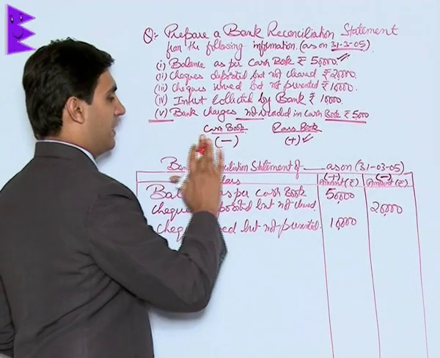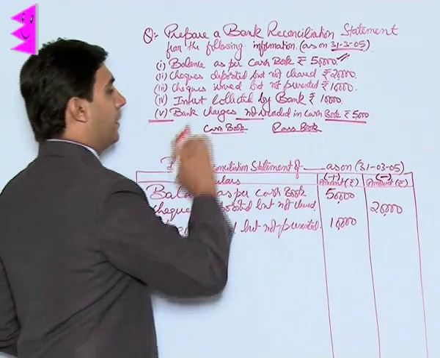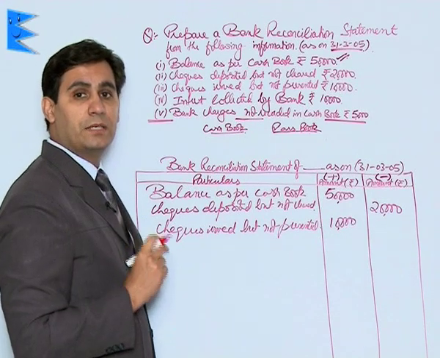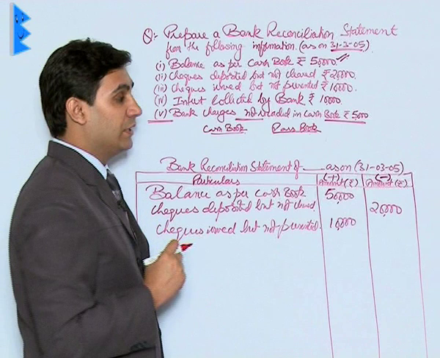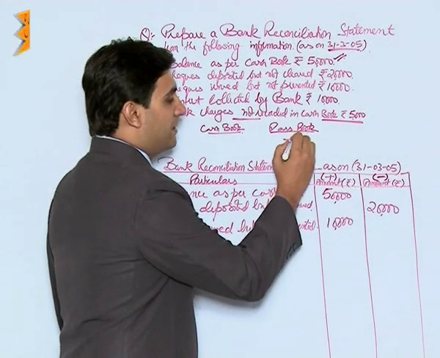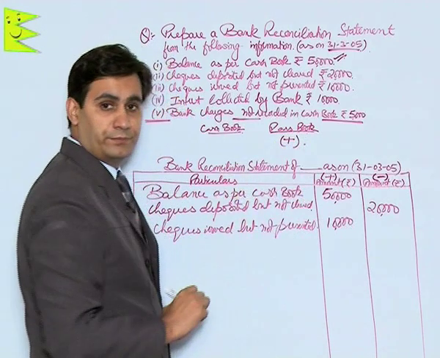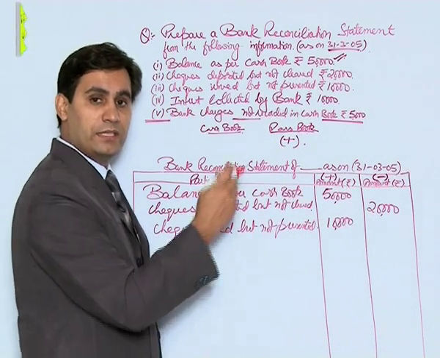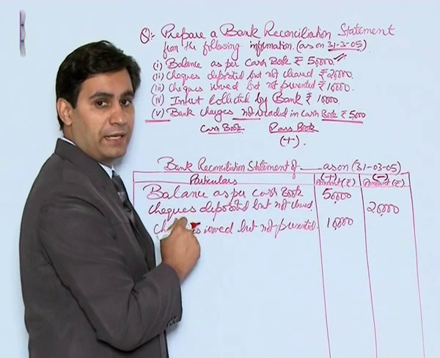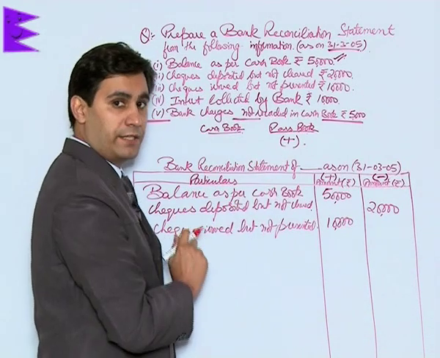Coming to the fourth transaction, interest collected by bank. Now, this amount has been collected by bank on our behalf. Since bank is collecting this amount on our behalf, the balance in the passbook has increased. Bank will enter this amount in the passbook directly. So now the passbook is showing a higher balance. So I have marked it as plus here.